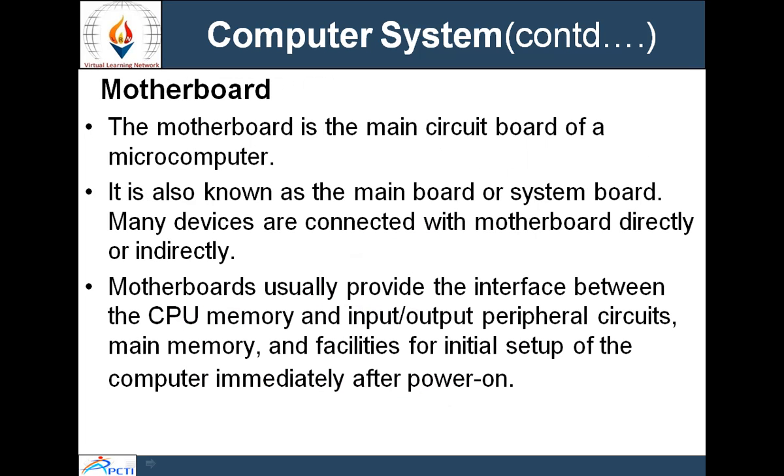Motherboard. The motherboard is the main circuit board of a microcomputer. It is also known as the main board or system board. Many devices are connected with motherboards directly or indirectly. Motherboards usually provide the interface between the CPU, memory and input-output peripheral circuits, main memory, and facilities for initial setup of the computer immediately after power on.